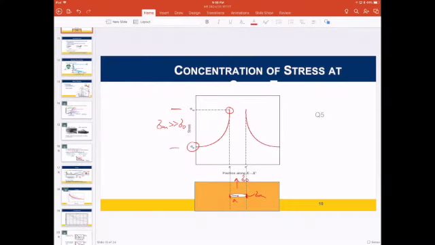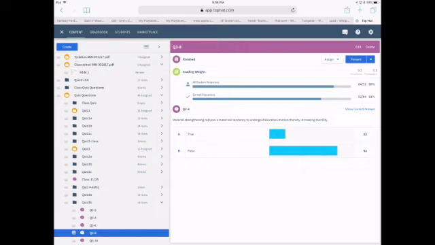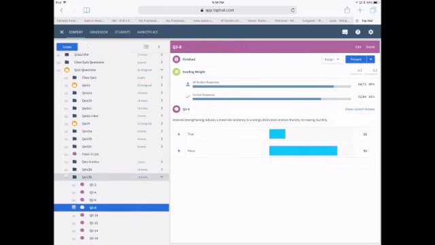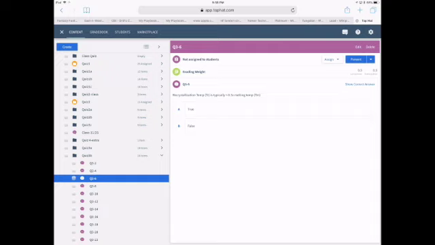So let me get over to Top Hat here. Let's see. So let's take a look at a question here. Let's start with a review question. This is from the lecture on Monday. We talked about recrystallization temperatures.